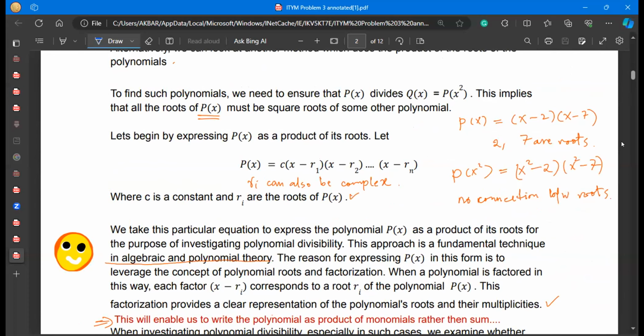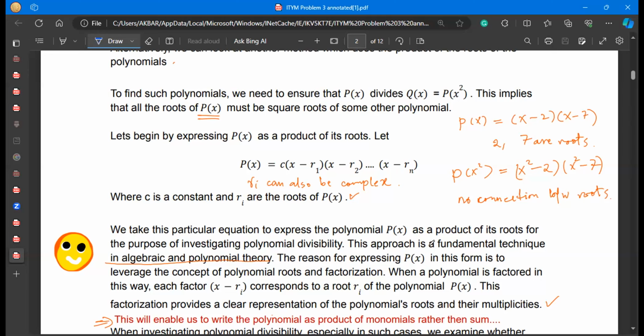They are very obvious. You can see when P of x will be 0. It is 2 and 7, right? 2 and 7 are roots. But now what I do in the next part is I take x square minus 2 and x square minus 7.